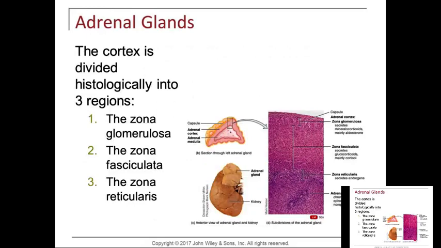The cortex is divided into these three histological regions. The zona glomerulosa, you can see on the right, is going to secrete the mineralocorticoids, such as aldosterone. Then the zona fasciculata, just deeper to that, is going to secrete the glucocorticoids, primarily cortisol. And then you have the zona reticularis that's going to release and secrete the epinephrine and norepinephrine, or adrenaline and noradrenaline.